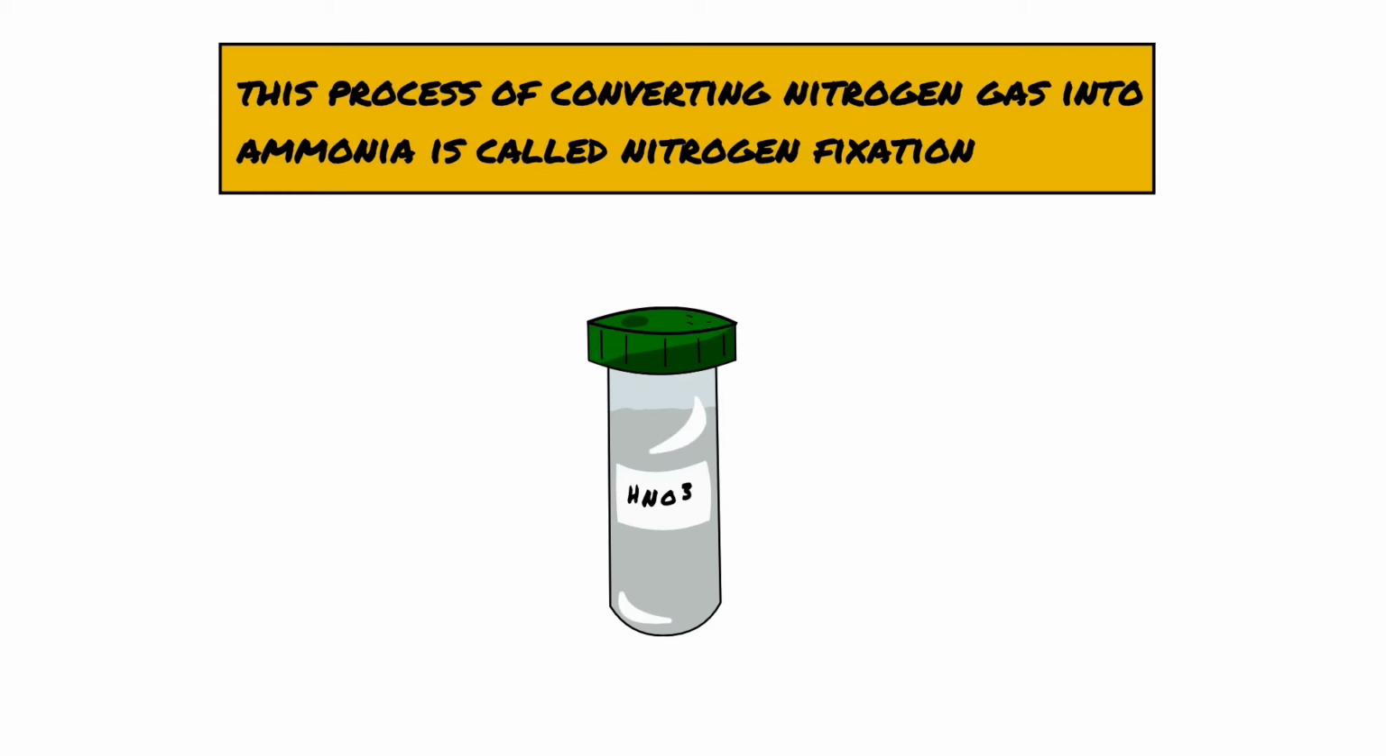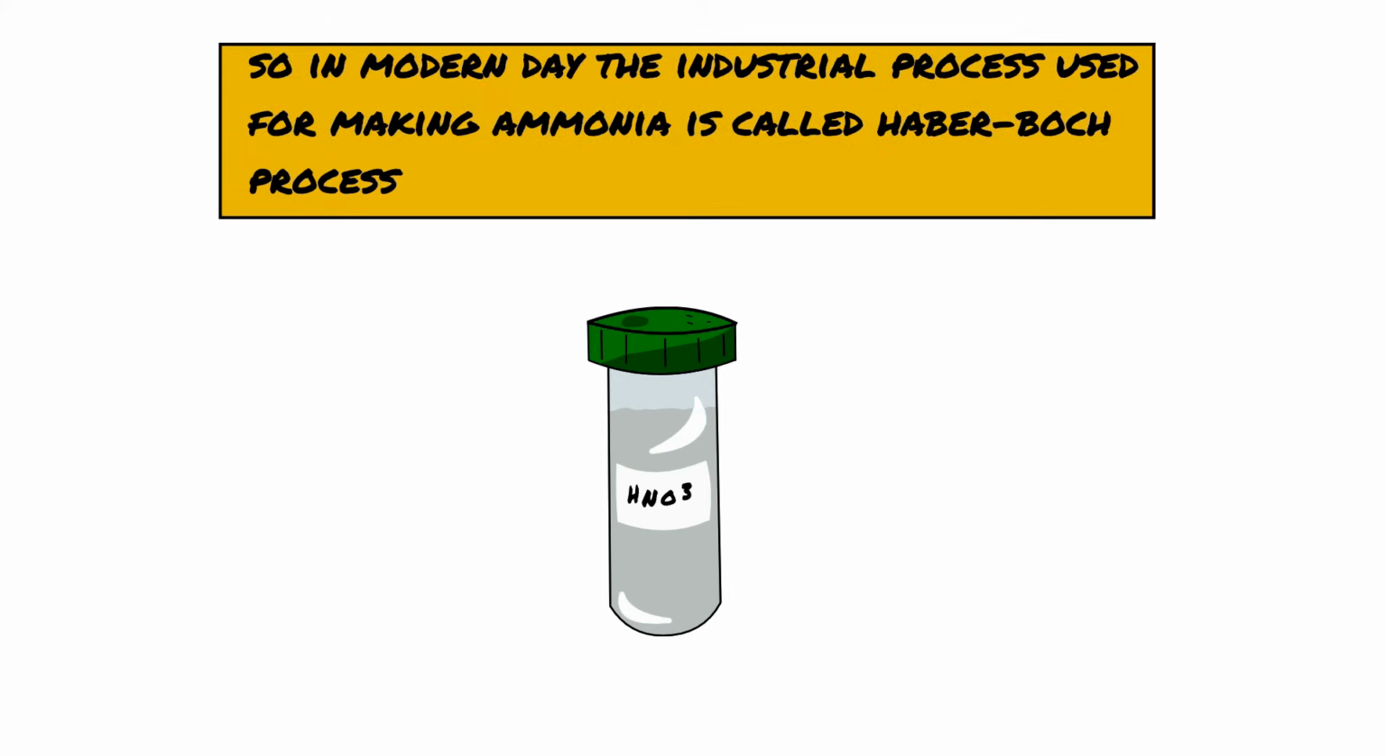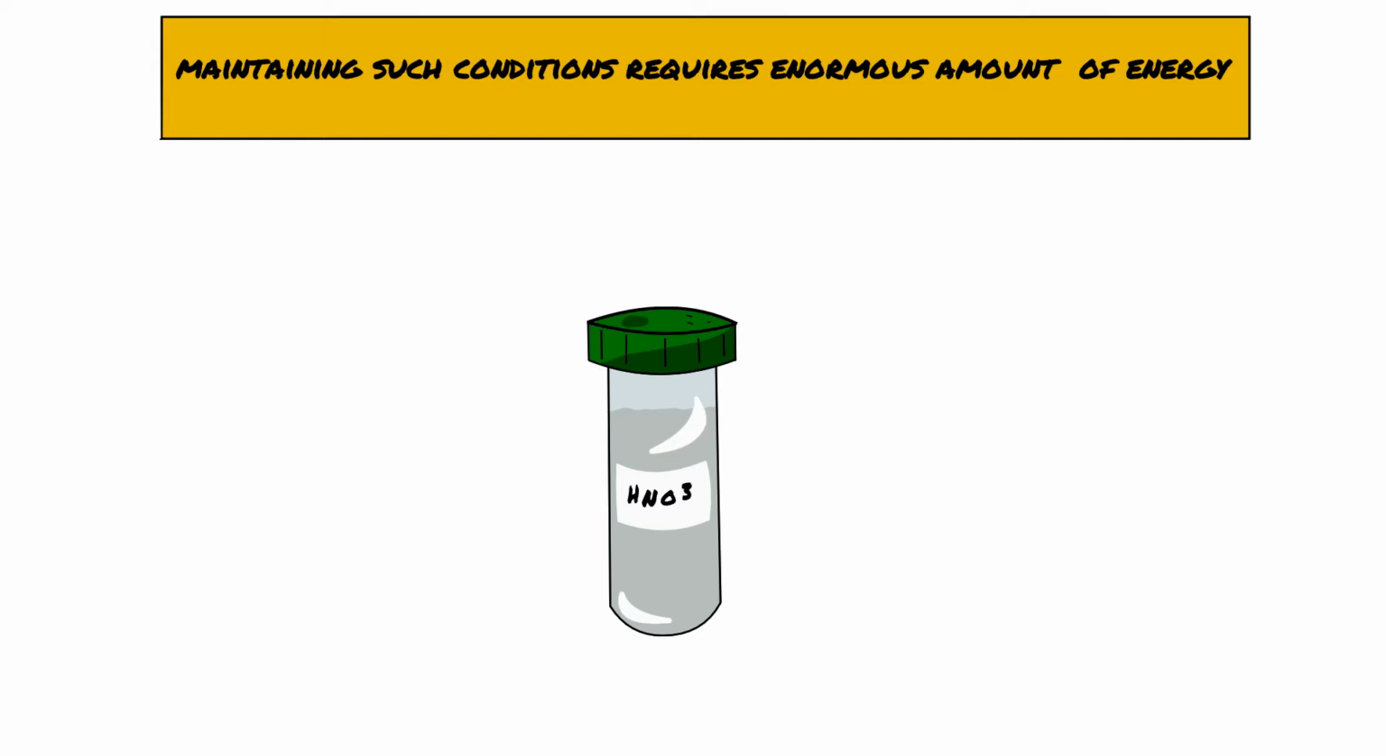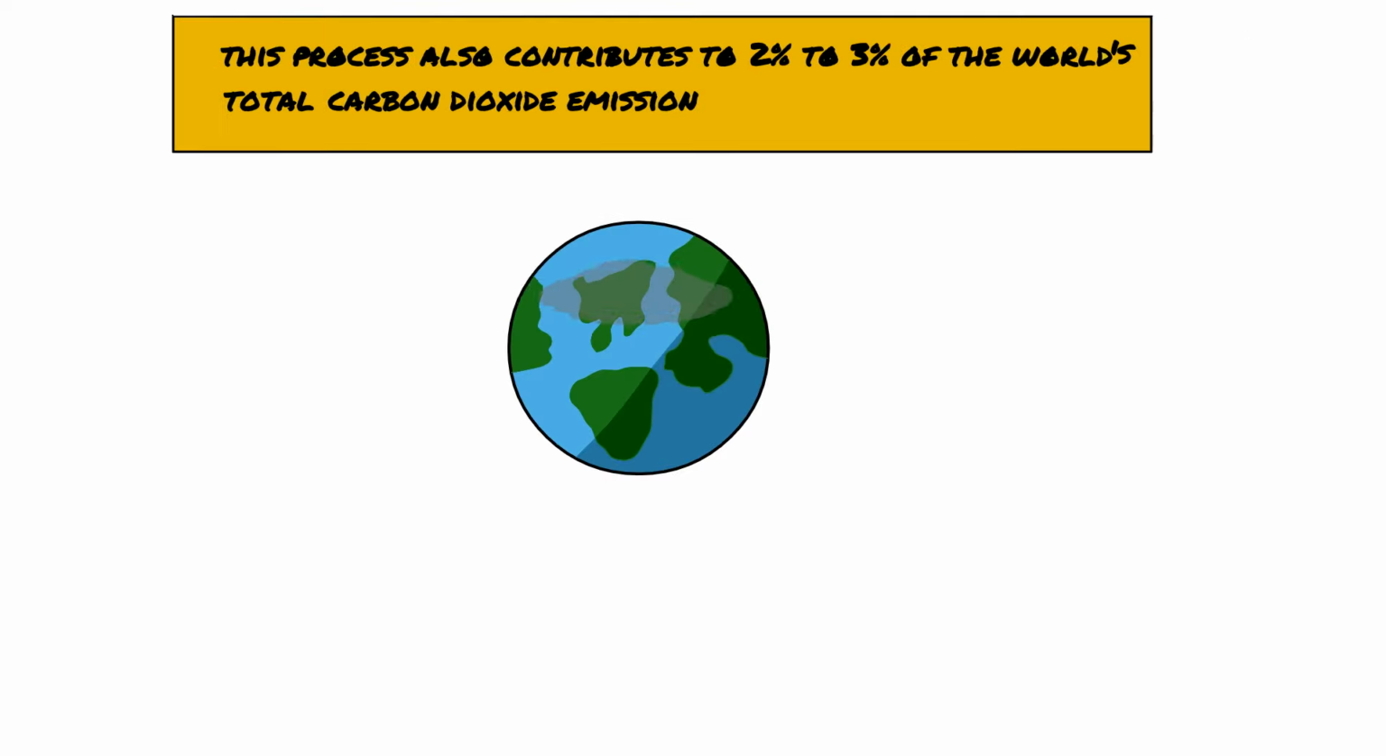This process of converting nitrogen gas into ammonia is called nitrogen fixation. In modern day, the industrial process used for making ammonia is called the Haber-Bosch process. In this process, the pressure and temperature are kept extremely high. Maintaining such conditions requires an enormous amount of energy. This process also contributes to 2 to 3% of the world's total carbon dioxide emission.